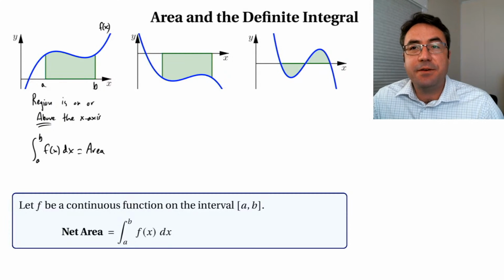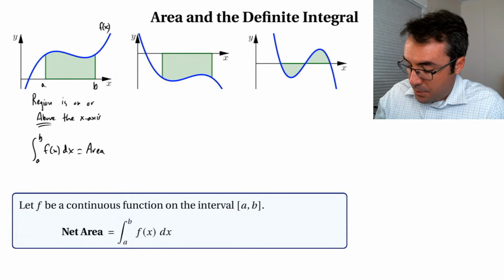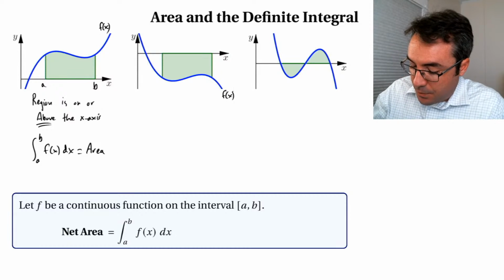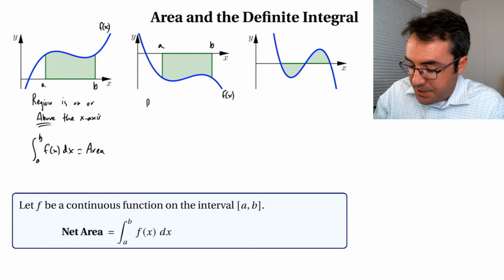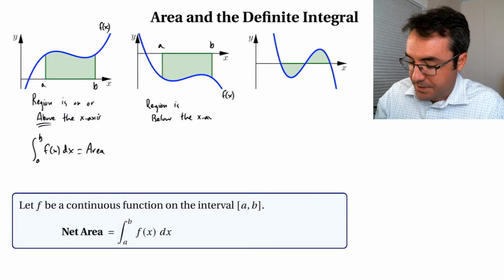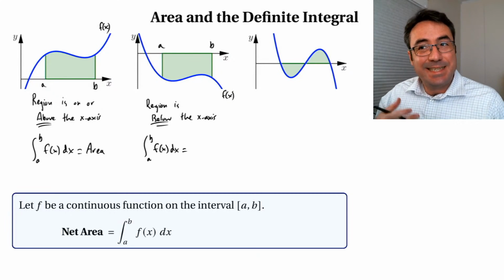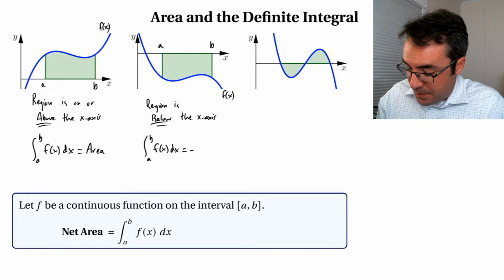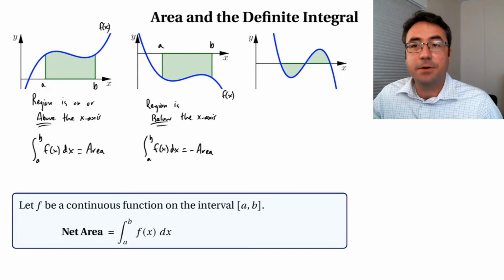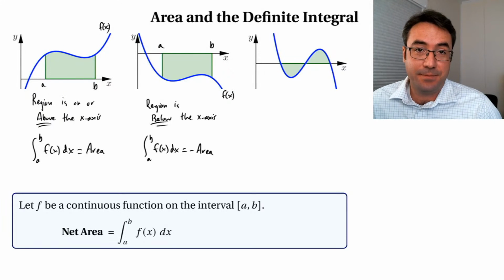All right, what happens if we go to that middle example where we have our function f of x, we're in between a and b, and we see that our region is below the x-axis? We can still talk about the definite integral, but what we end up with, still related to area, but because it's below, the definite integral is going to be equal to the negative of the area.